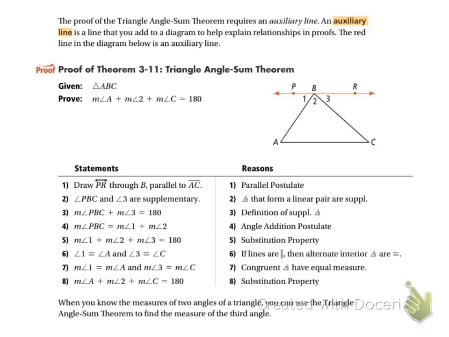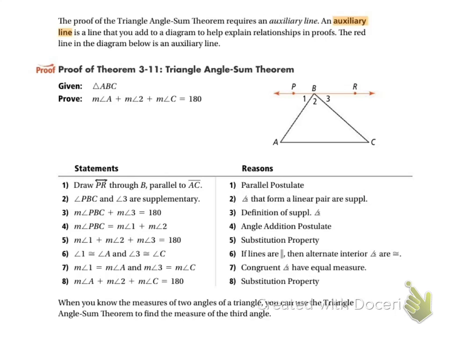Angle PBC, that guy right there, and angle 3 are supplementary. So those guys are supplementary. They add up to 180. And that's because of the definition of supplementary, or linear pair, sorry. And then I'm allowed to say that the measure of angle PBC plus the measure of angle 3 is 180. That's by the definition of supplementary angles.